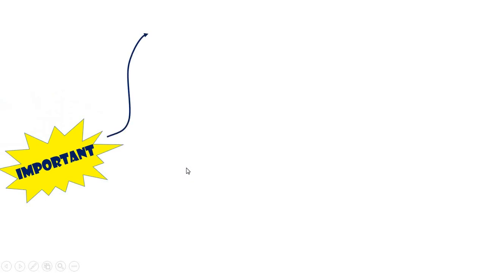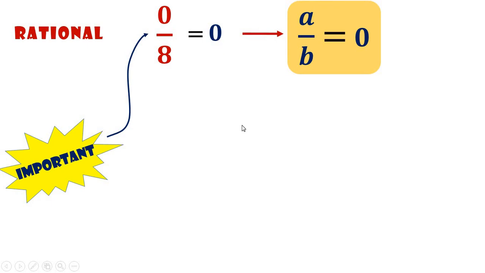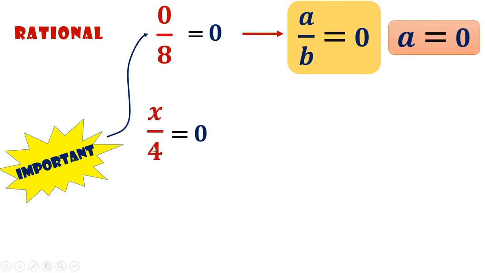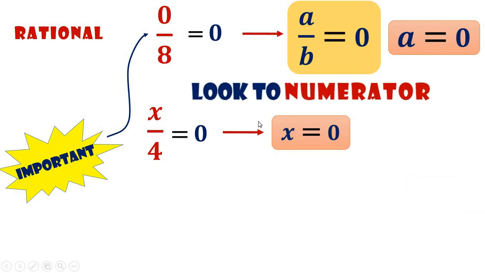And important remarks, we have 0 over 8 equals 0. So, for any fraction like A over B equals 0, we look at the numerator, and the numerator will be equal to 0. x over 4 equals 0. Is 4 equal to 0? No. So, x equals 0. We look at the numerator.